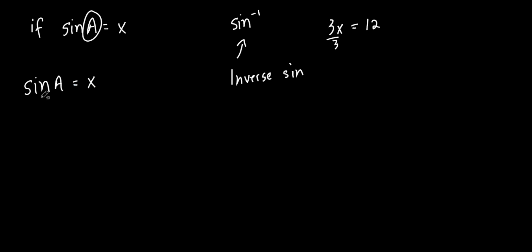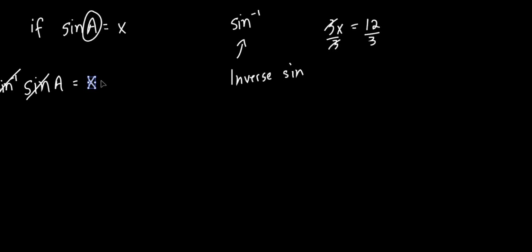How do I get rid of the sine? I take the inverse of it. How do I show the inverse? Sine to the negative first. So when I have sine to the negative first times sine, what happens to those? What happens to these 3's? They cancel out. What happened to the inverse sine and the sine? They cancel out. But what did I have to do over here? If I divided this side by 3, I have to divide that side by 3. If I take the inverse sine of one side, then I got to take the inverse sine of the other side. Okay? So that's what I'm going to do.